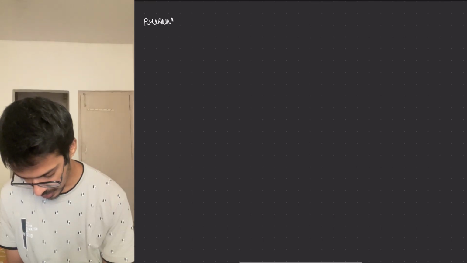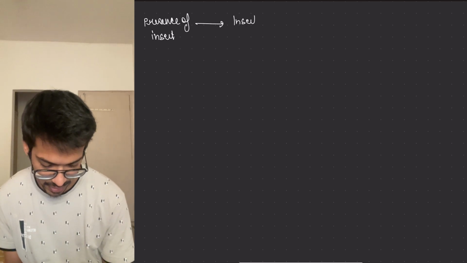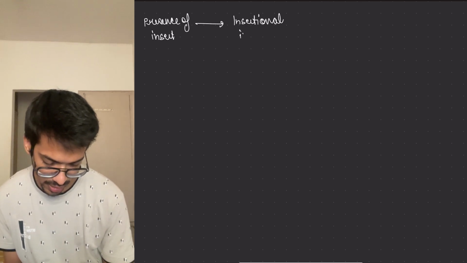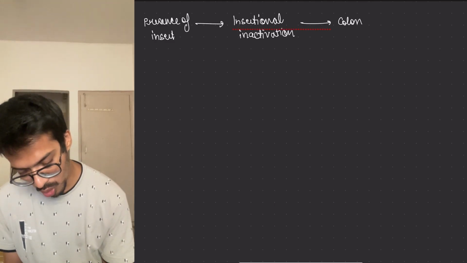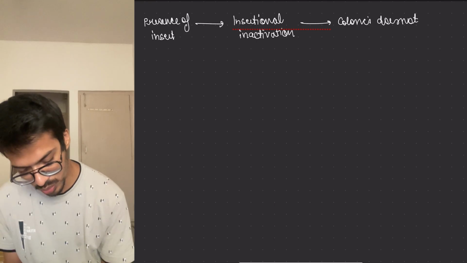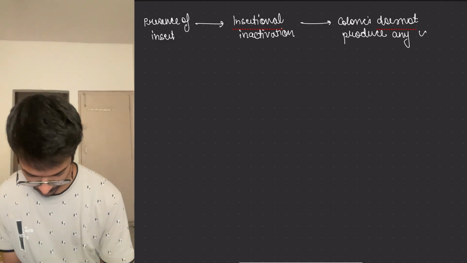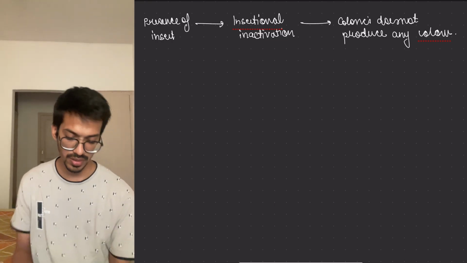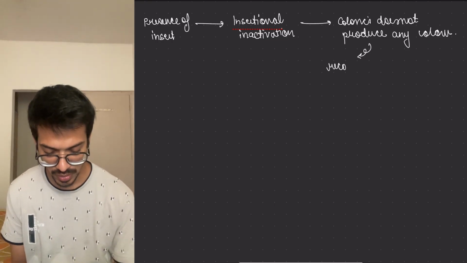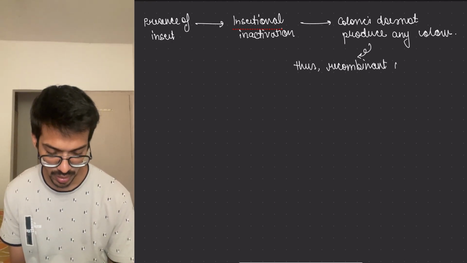Okay, so now the presence of the insert will do what? Insertional inactivation. And what will lead to it? Colonies do not produce any color, meaning they will appear what? Transparent or white. So these will be what? The recombinant colonies. Thus, recombinant colonies.